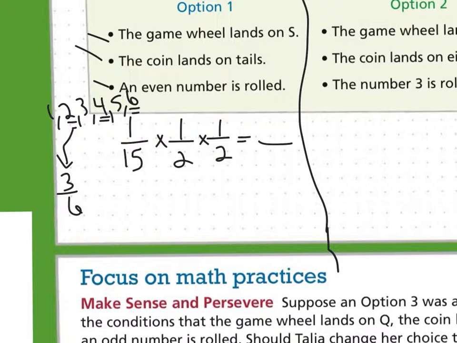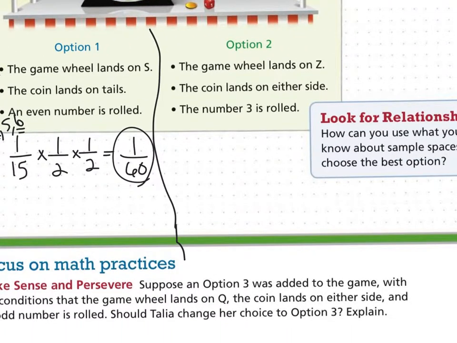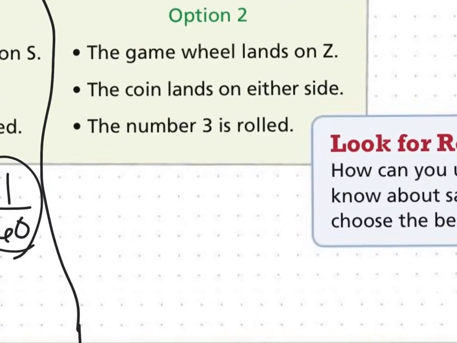So if we multiply these together, 1 times 1 times 1 is 1, and the denominator 15 times 2 is 30, times 2 is 60. So that'd be a 1 out of 60 chance of winning with that option. So for option 2, if we do a similar idea, we first want to get the wheel to land on a Z. The probability of landing on a Z would be 1 out of 15.